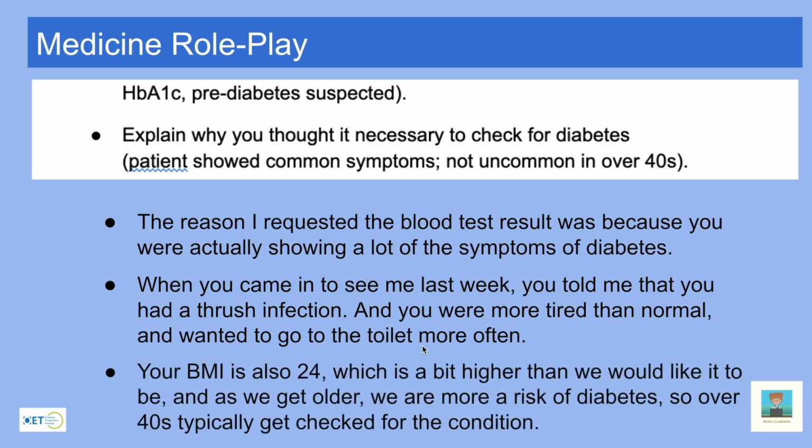Your BMI is also 24, which is a bit higher than we would like it to be. And as we get older, we are more at risk of diabetes. So over 40s typically get checked for the condition.